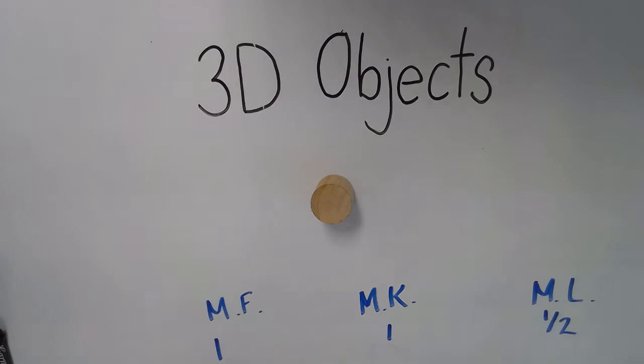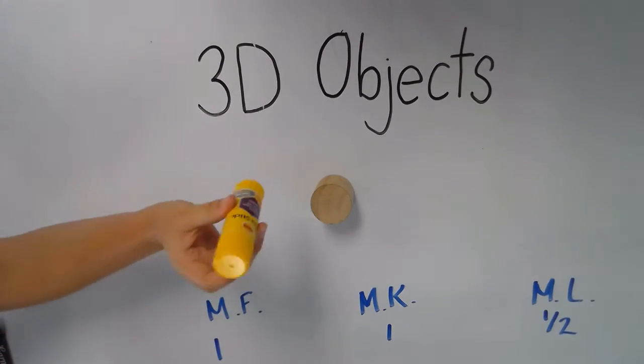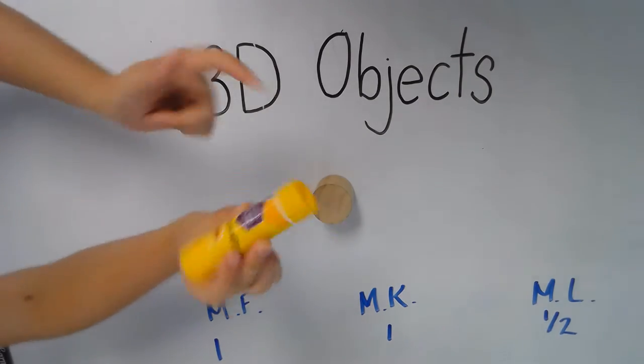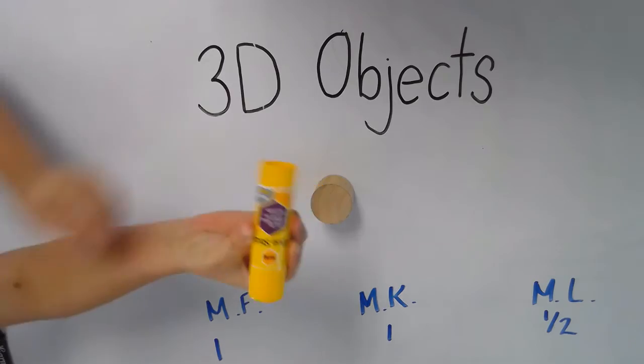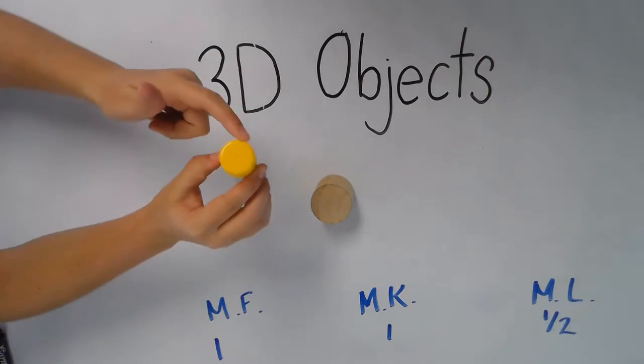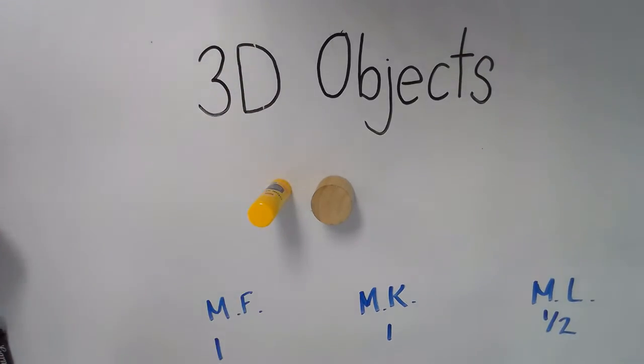All right, we're back with our shapes. Are you back with yours? I hope you are. Miss Flanagan, would you like to go first? Boys and girls, I found a glue stick, and I know that my glue stick is a cylinder because I have two flat faces and one curved face. And my shape has also two edges, which is the exact same as our cylinder shape here.